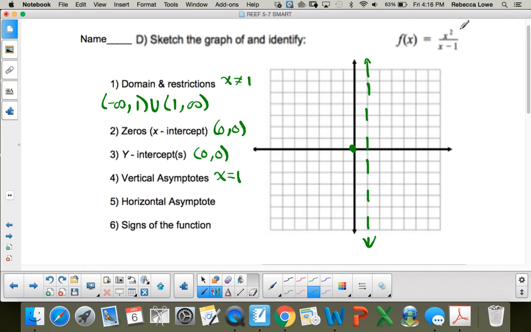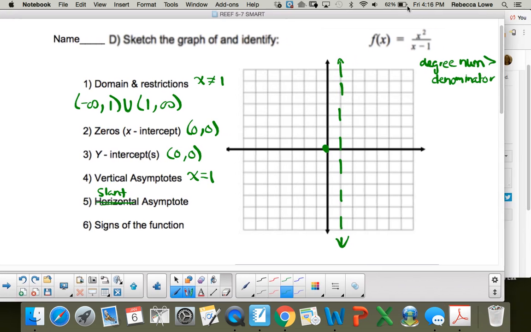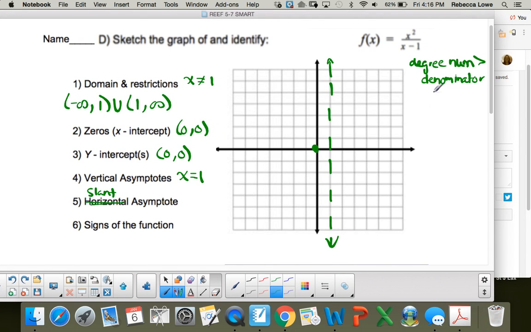So now we're going to do the horizontal asymptote. Here we have a case where the degree of the numerator is greater than the degree of the denominator. And when that happens, we get what's known as a slant asymptote. Not a horizontal, we get a slant. Most of the time it's a line, but it can be a quadratic. And what we're going to need to do to find that is long division. So imagine that. All that work that you guys did before comes back.